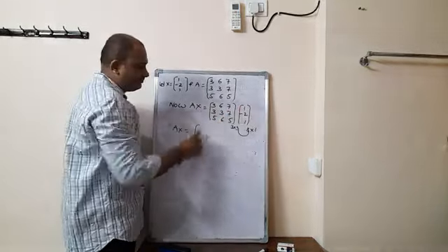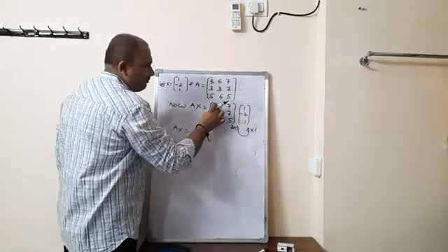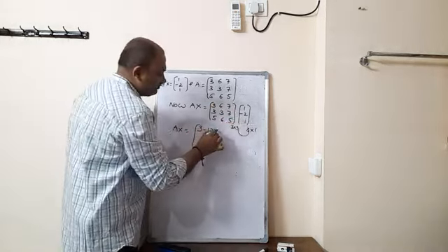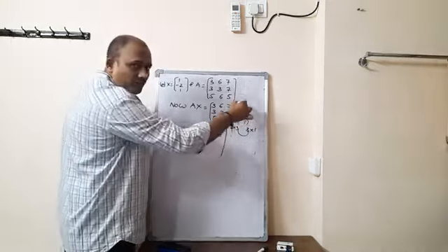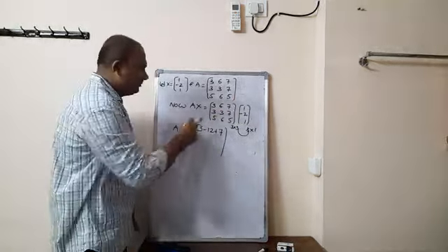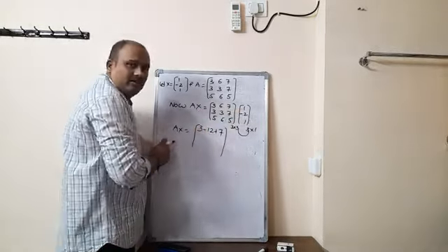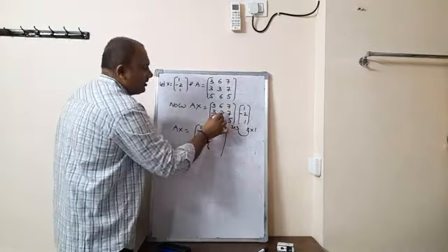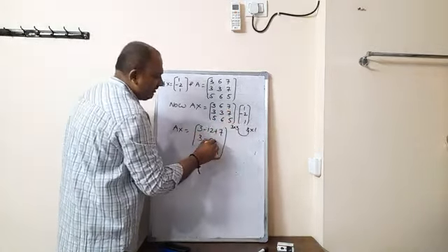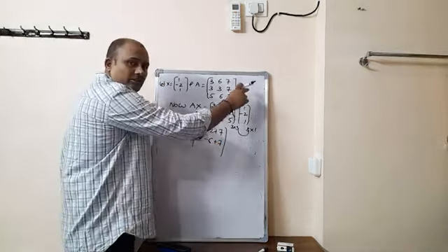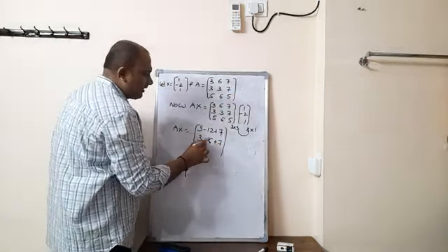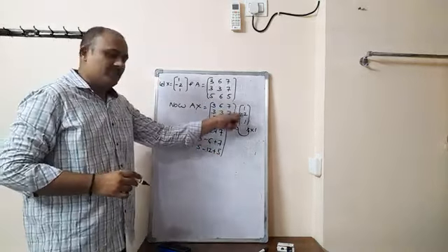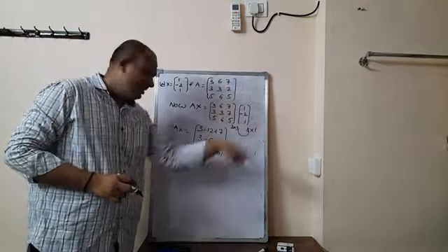First row with first column. 3 1s are 3. Plus 6 into minus 2, minus 12. Plus 7 1s are 7. First row with first column, 3 minus 12 plus 7. After that, second row with first column: 3 into minus 2, minus 6, plus 7. After that, third row with first column: 5 into minus 2 is minus 10, plus 5 1s are 5.